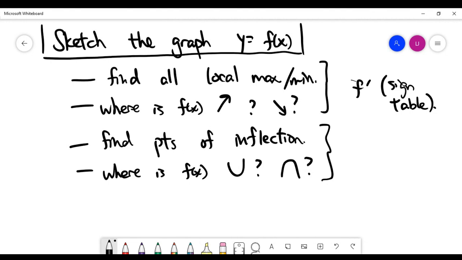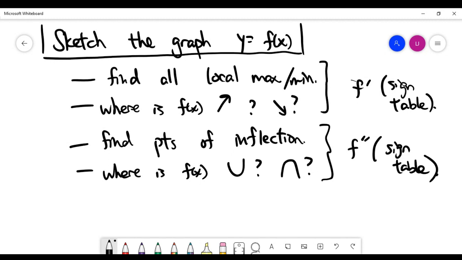And moreover, we can look at the points of inflection. It would be very helpful if you find all of these, and if you fully understand the shape of f, where f is concave up and where f is concave down. Mathematically speaking, this part is related to the use of f double prime, which is the second derivative, and its sign table. If you get all this information, it would be very helpful for finding the shape of the graph of f of x.